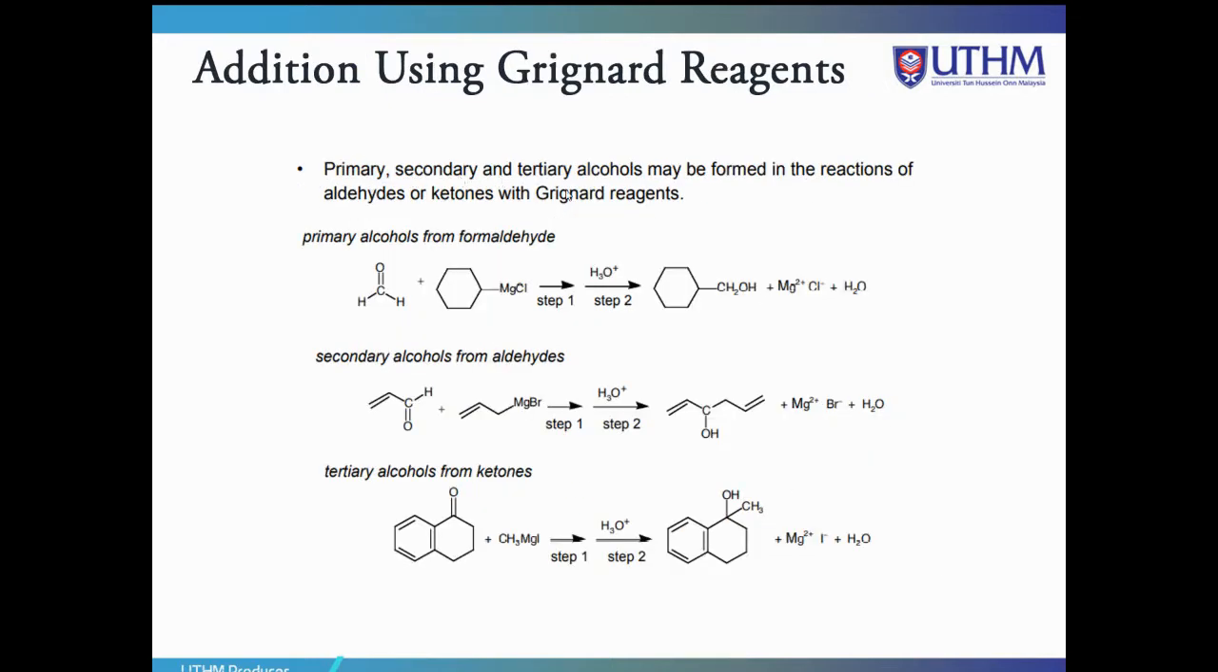Primary, secondary, and tertiary alcohols may be formed in the reaction of an aldehyde or ketone with a Grignard reagent. Primary alcohol from formaldehyde. It also consists of a two-step mechanism. Secondary alcohol from an aldehyde. It also involves a two-step mechanism. Tertiary alcohol from a ketone. It also is produced by a two-step reaction mechanism.